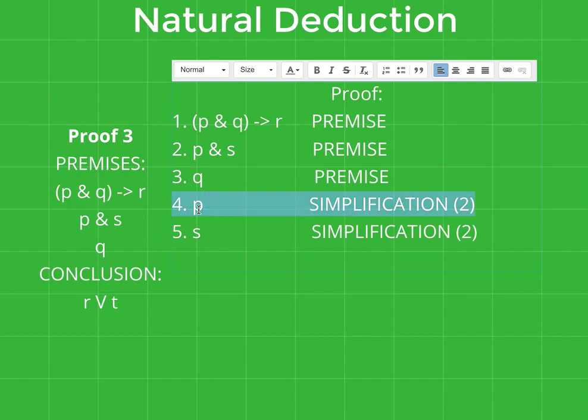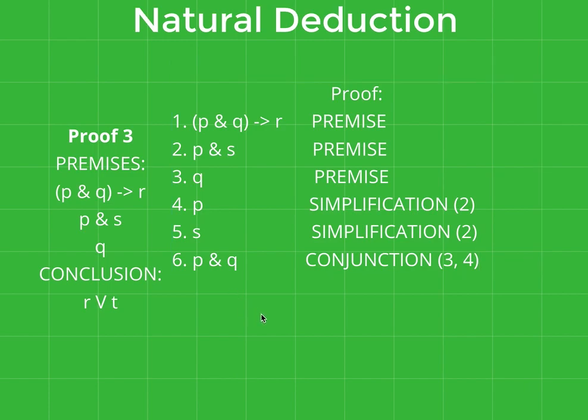But I have P here on one line and Q here on another line. So remembering the rule of conjunction, one thing I could do is actually combine them just like this. So conjunction of lines 3 and 4. Okay? So 3 gives me Q on its own, 4 gives me P on its own, so I can combine them using conjunction to form P and Q.